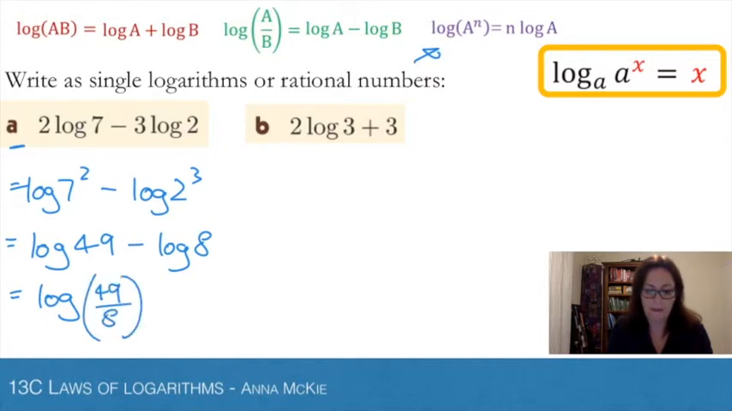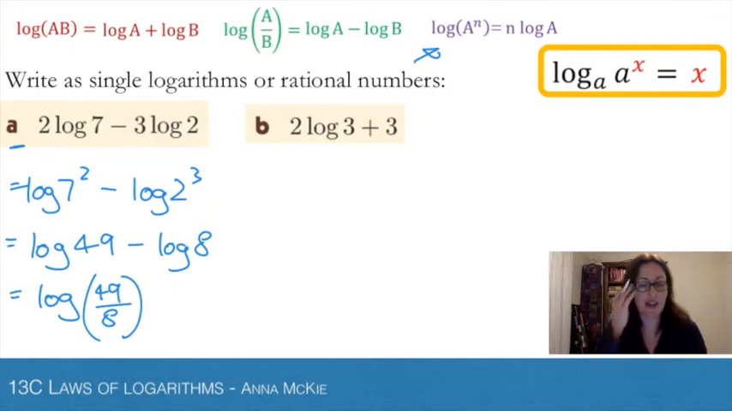You might ask, do I leave it as a fraction or do I turn it into a decimal? Either is fine. Tend to keep them as fractions as long as possible, because then they maintain their exactness. If it was an irrational number or a recurring number that didn't terminate, then you lose some of the exact answer there.